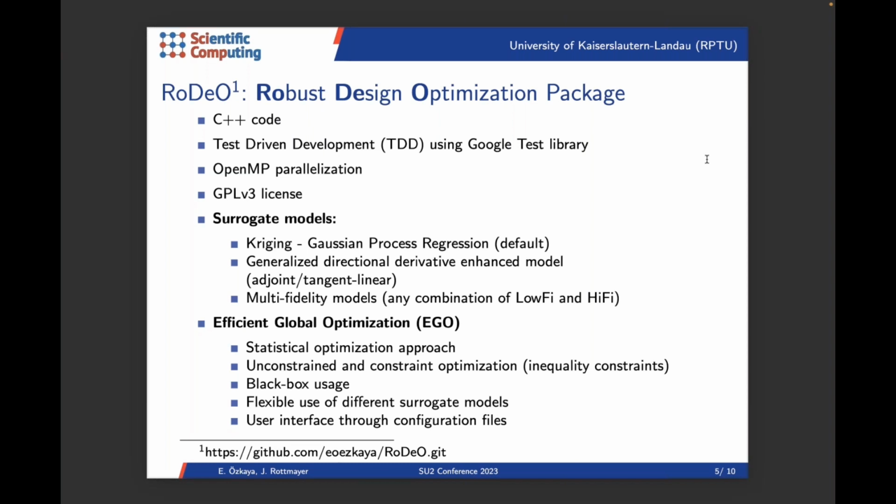This kind of algorithm, as I said, is a statistical optimization approach, because the Kriging method also gives you the uncertainty of the model, so that you can do a statistical optimization. And as I said, the advantage is easy constraint treatment and flexible usage.